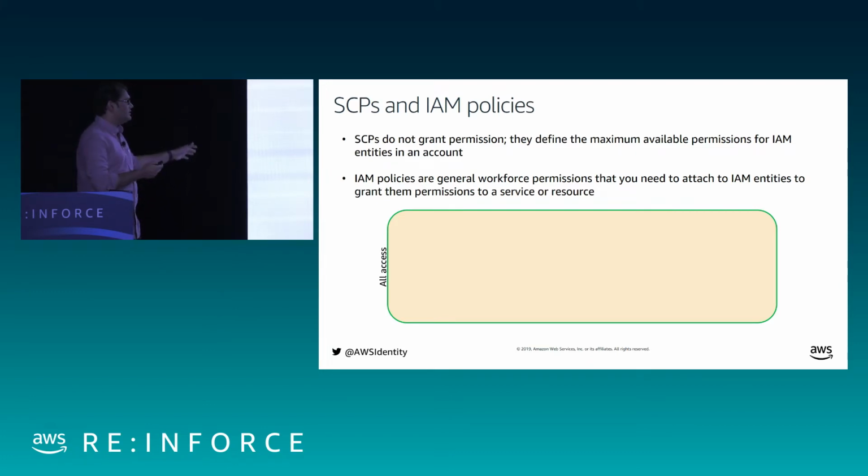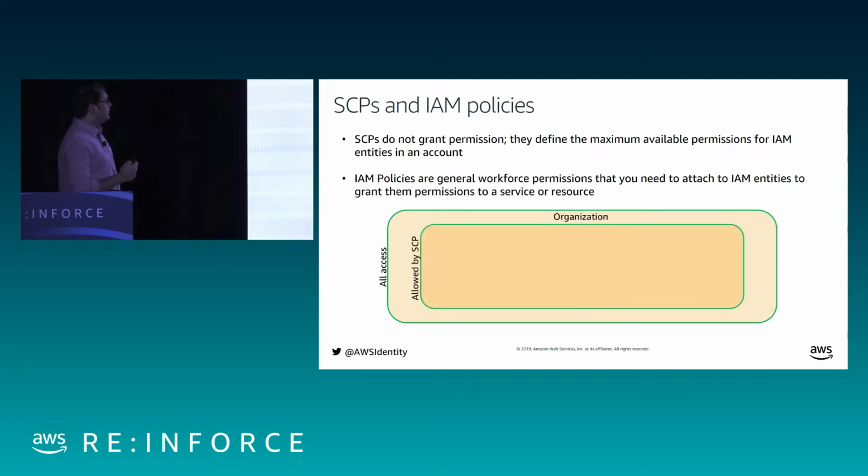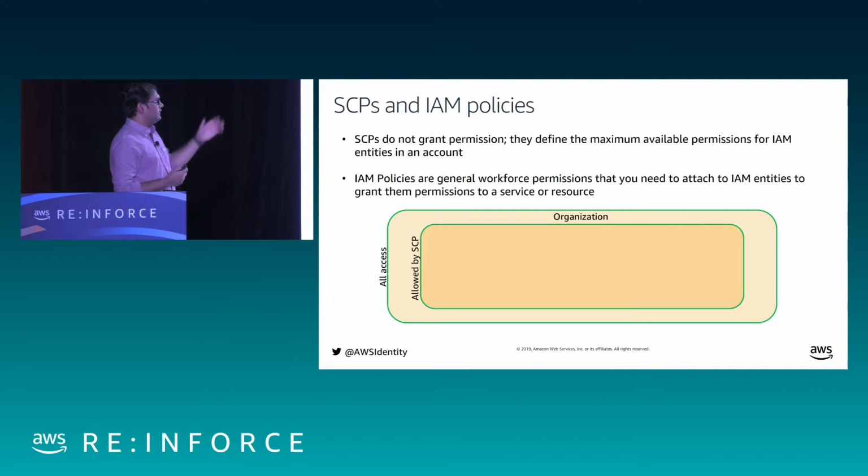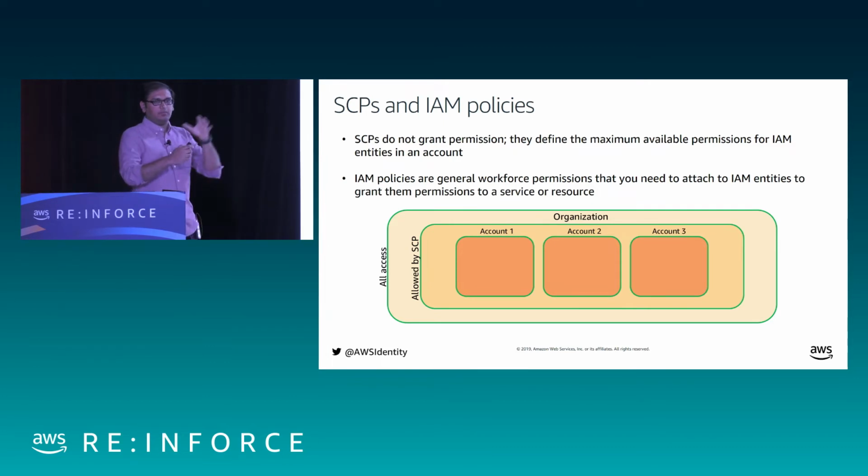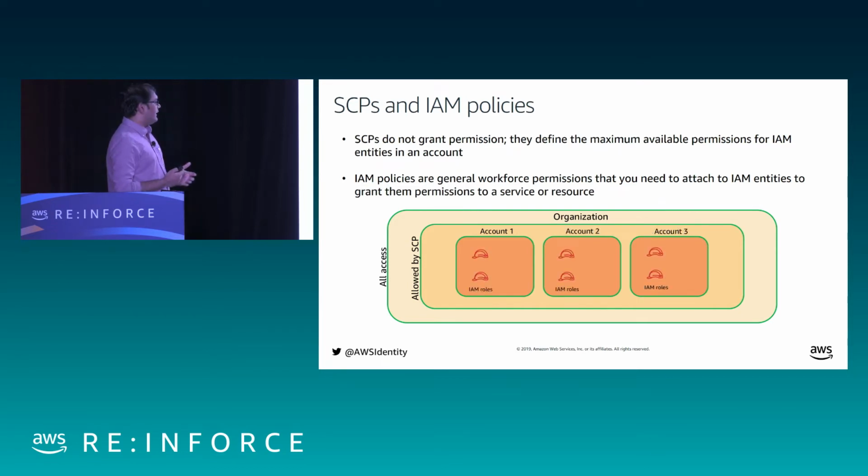So this is an illustration of how to get started setting permission guardrails. You begin with nothing in here. You have all access, right? You would create your organization and attach an SCP that defines the maximum available permissions, or the allowed permissions, for different accounts that would come into this organization. You create your accounts and group them into OUs, attach SCPs at all these levels. Finally, you define your IAM roles and your IAM policies, and then attach the IAM policies to the roles, and that's when you actually grant permissions.